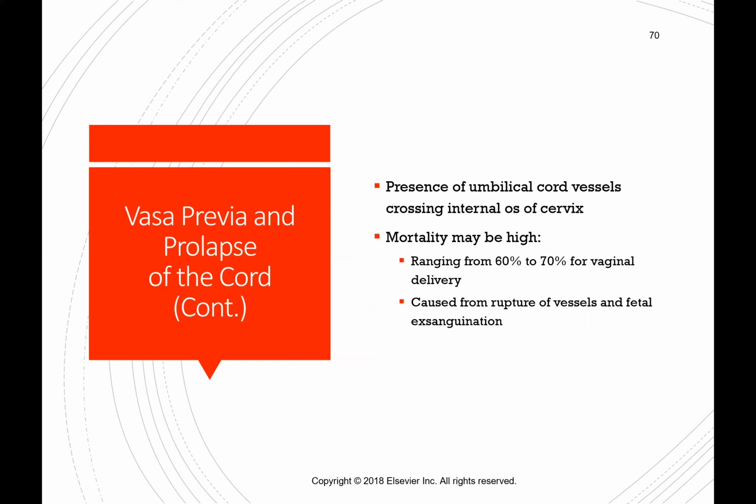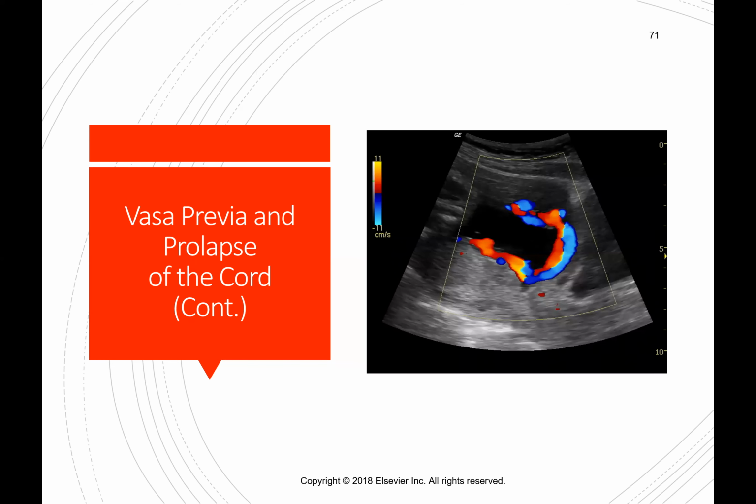The presence of the umbilical cord vessels crossing the internal os is vasa previa. And you guys know that because we went over that earlier. Now, the mortality rate is going to be high for this if it's during a vaginal delivery, if we didn't know that it was a vasa previa. That's what it looks like.